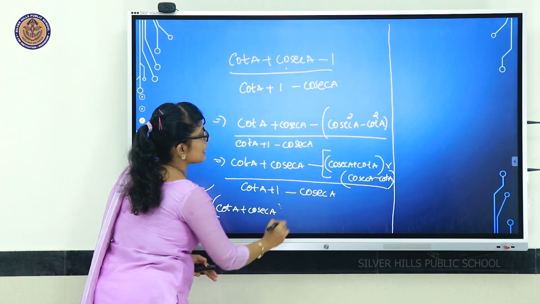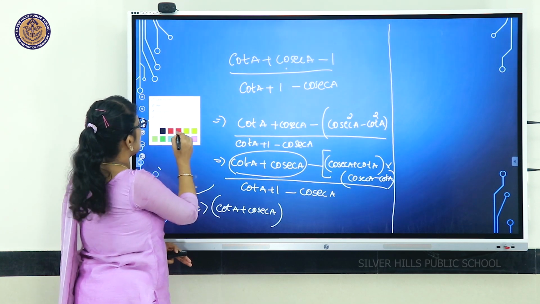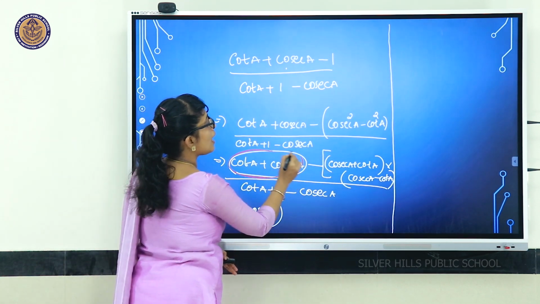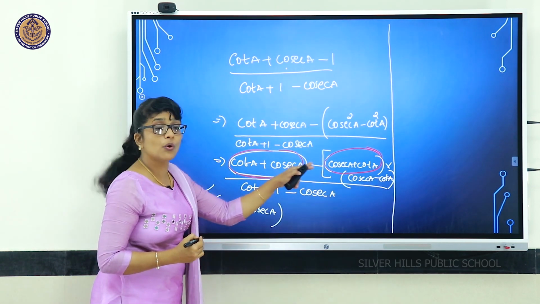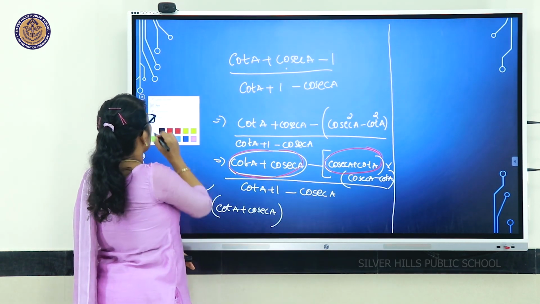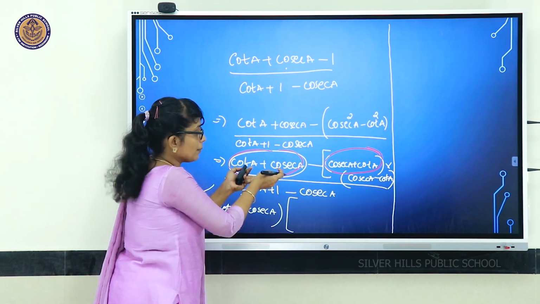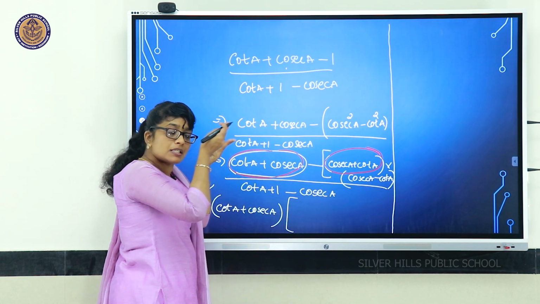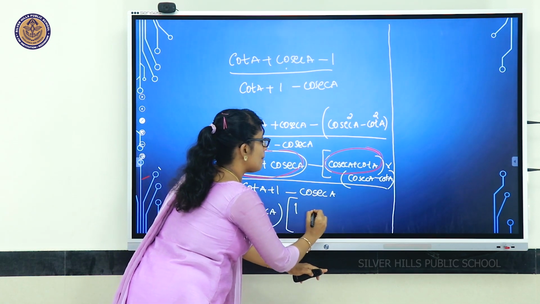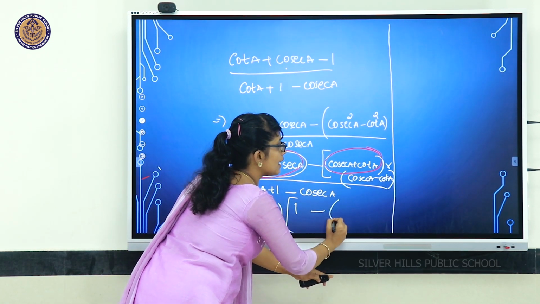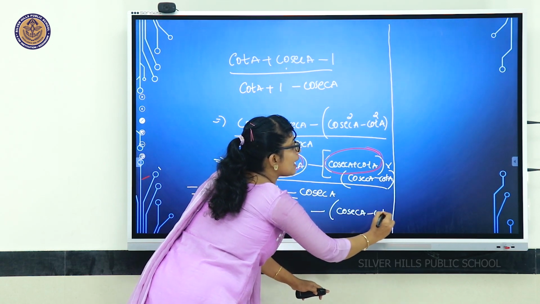Here cot A plus cosec A, here cot A plus cosec A, and here also cot A plus cosec A. So we can take it outside. And the remaining, from this term, if you take cot A plus cosec A outside, what is remaining? 1 minus (cosec A minus cot A).